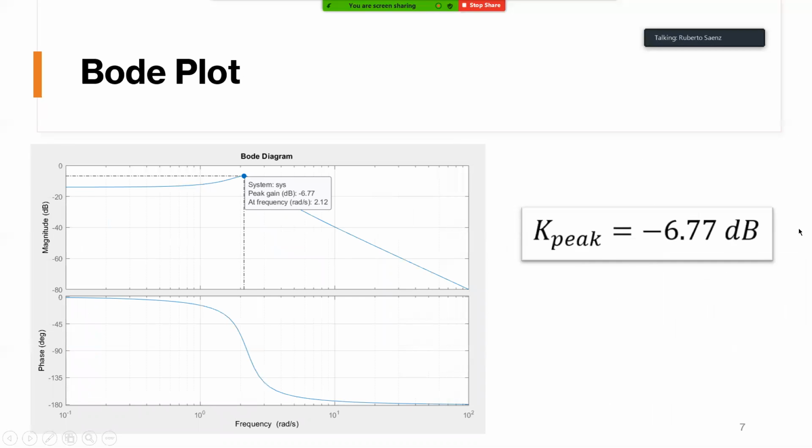Here we have the Bode plot. As you can see, our peak gain will be around negative 6.77 decibels.